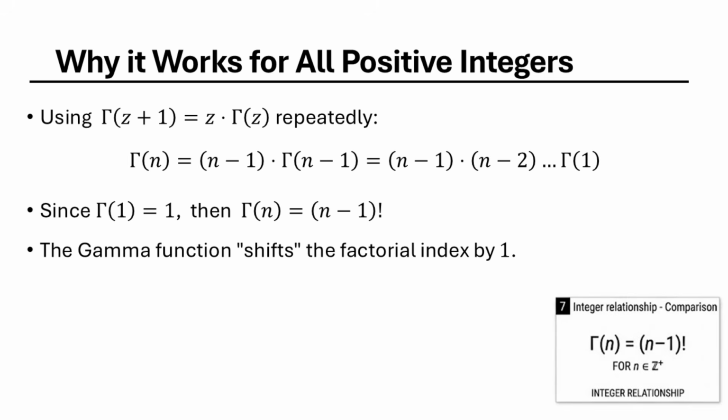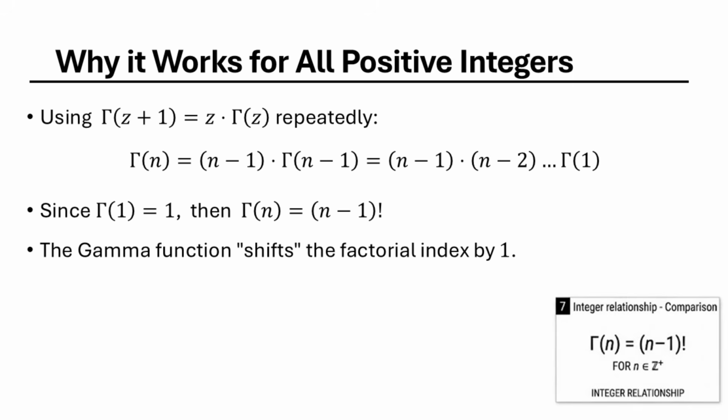Because we have this recursive property, and we know gamma of 1 is 1, we can see how the integers fall into place. Gamma of 2 equals 1 times gamma of 1, which is 1. Gamma of 3 equals 2 times gamma of 2, which is 2 times 1, or 2 factorial. Gamma of 4 equals 3 times gamma of 3, which is 3 times 2, or 6, which is 3 factorial.